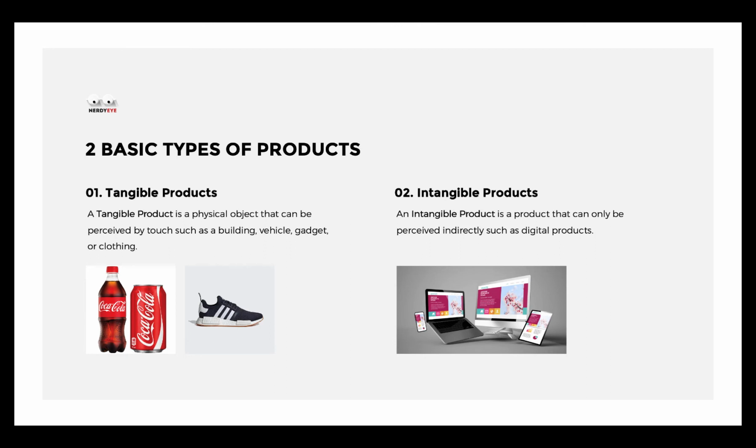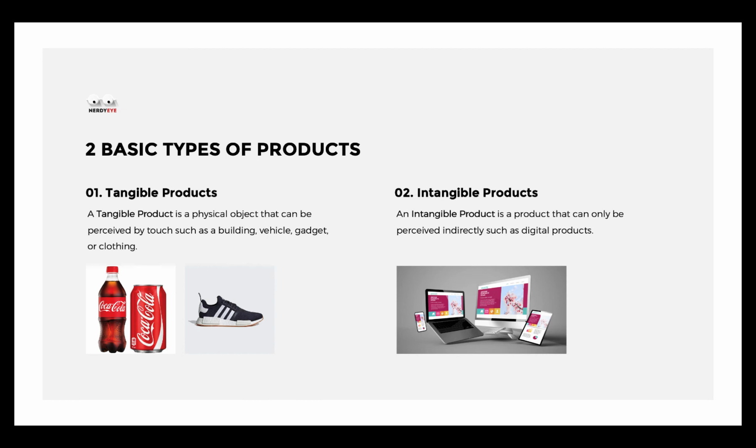Now let's take a look at intangible product. An intangible product is a product that can be only perceived indirectly, such as digital products. For example, a website, a mobile app. Now, as we are planning to learn UI UX, we are learning a kind of product design that is intangible product. So a UI UX designer can be called a product designer.